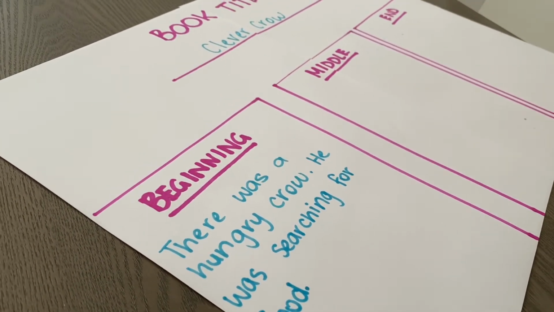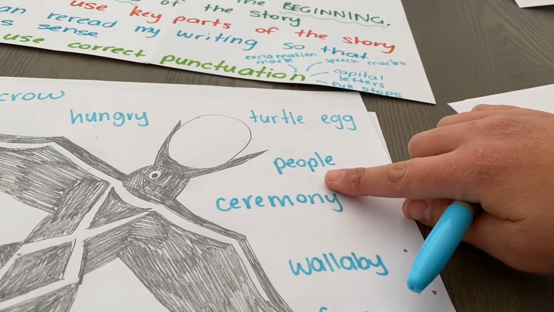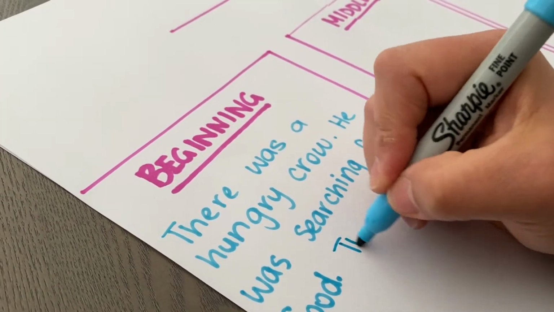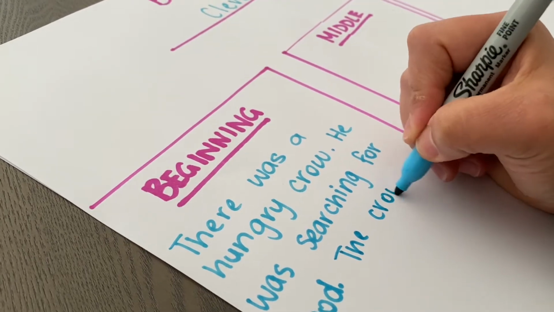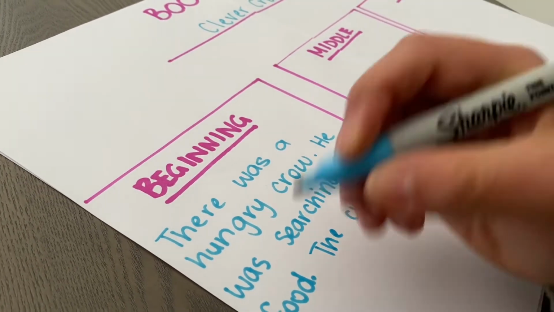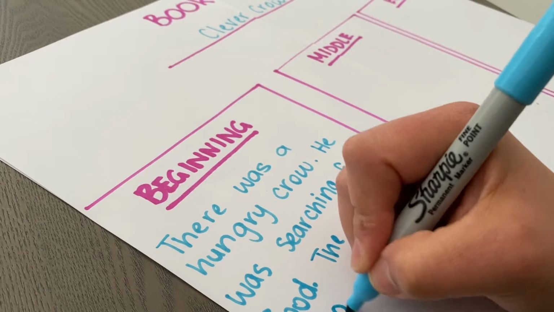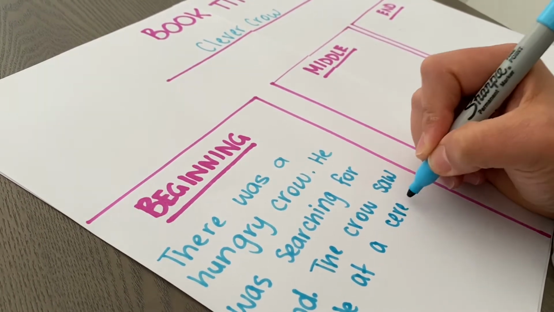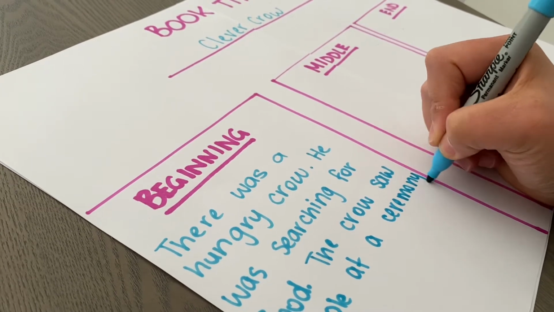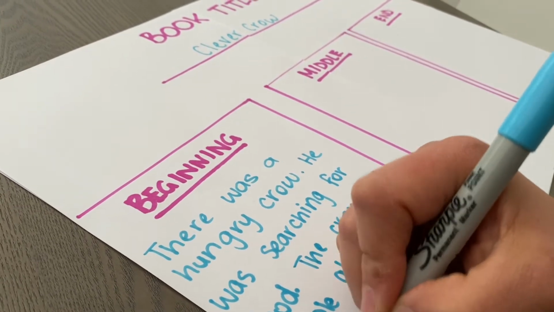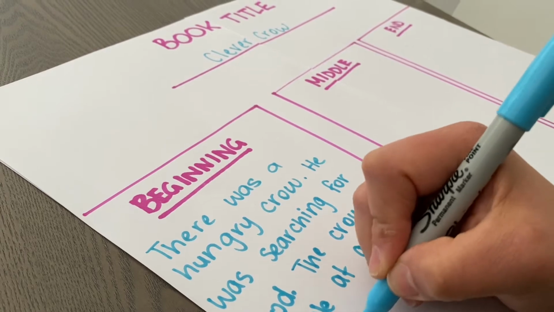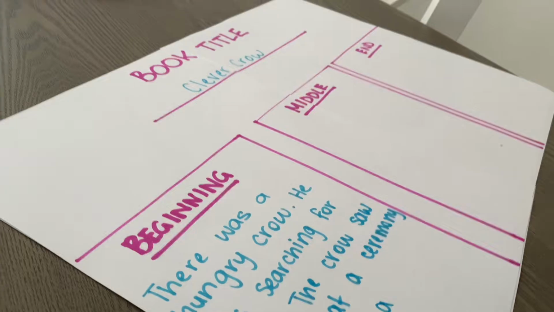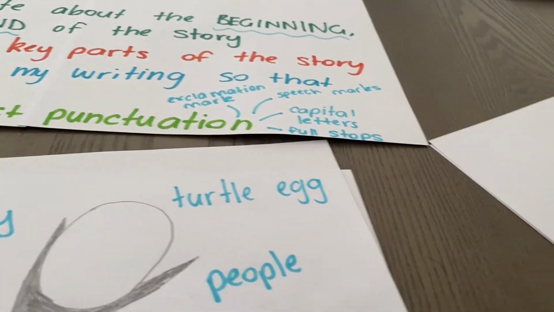And then he flew and he came across people at a ceremony. So that's what I'm going to write. The crow saw people at a ceremony cooking. There's that ing chunk again. And I'm going to make sure I've got turtle egg.